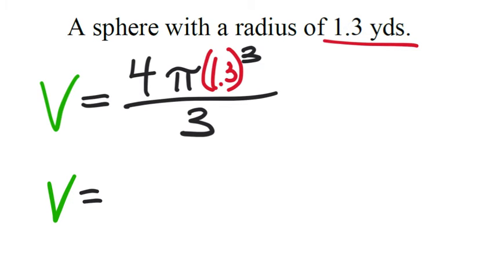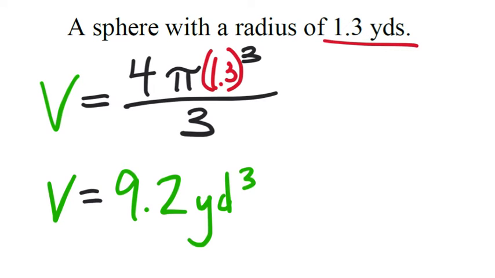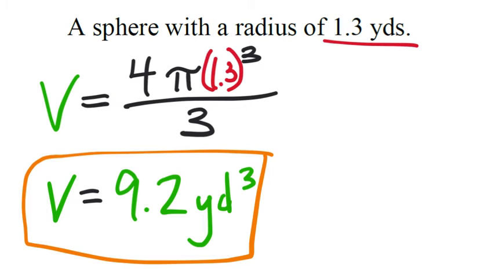Exponent button, 3. Now I got to get out of the exponent function of the calculator, so I got to push either over or down. I'm going to push over, and then I push down to go to the denominator. I put a 3, enter. I get 9.2027, so just 9.2. In this case, yards, but yards cubed. And again, you could put cubic yards if you'd like. It's not really going to change anything there, but there's our volume.